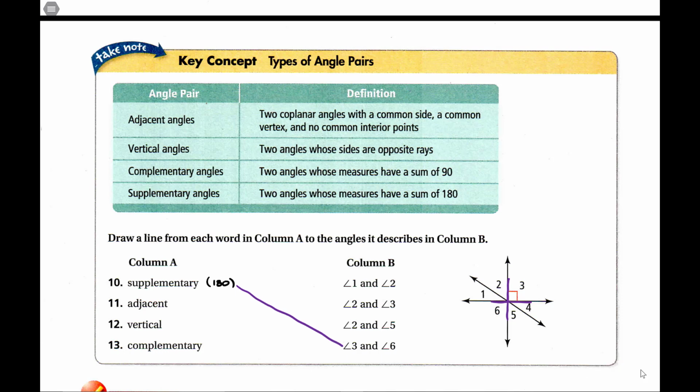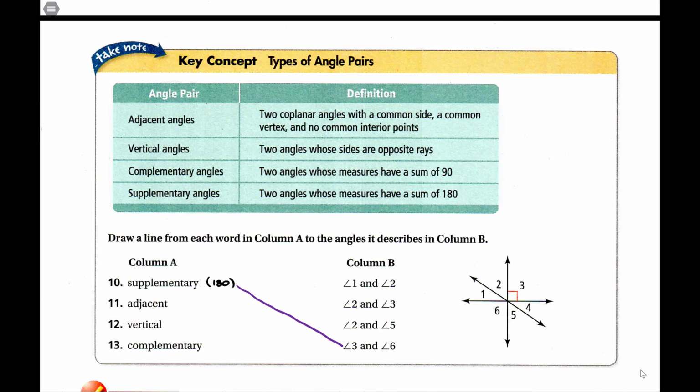Number 11, adjacent angles. Adjacent angles share a common side. In this particular case, we have angle 1 and angle 2, and they share a common side. We also have angle 2 and angle 3, and they share a common side. So it could be either one of those. And this is one of the things that I'm not a big fan of with this particular set of notes that the state likes us to use, because this one could have multiple answers.